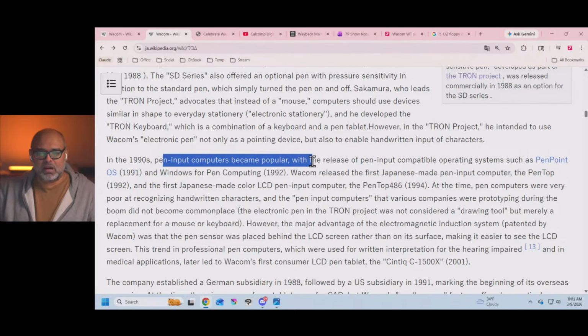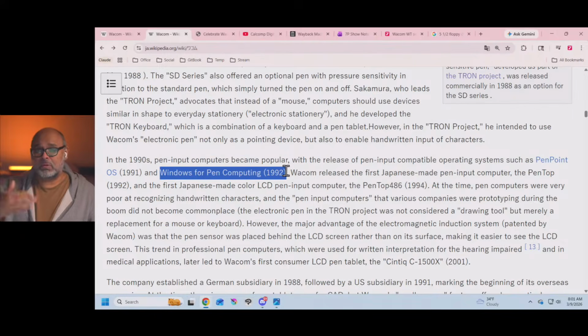In the 1990s, pen input computers became popular with the release of operating systems such as Pen.OS, Windows for pen computing. I joined Microsoft in 1996, and even then, I remember people talking about pens. They saw it was going to be important as well.